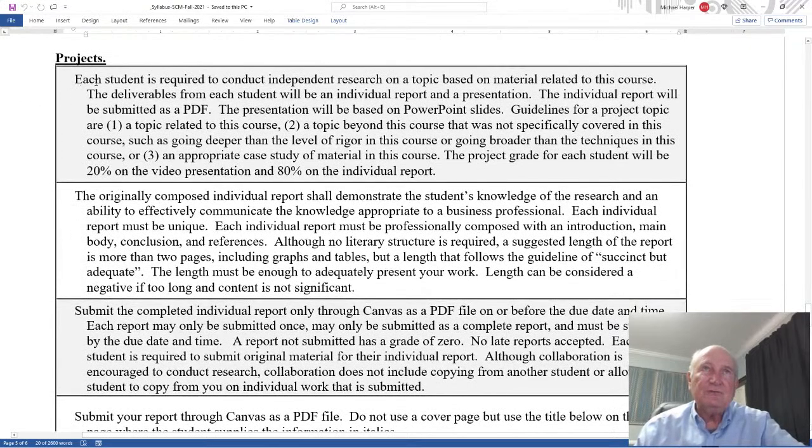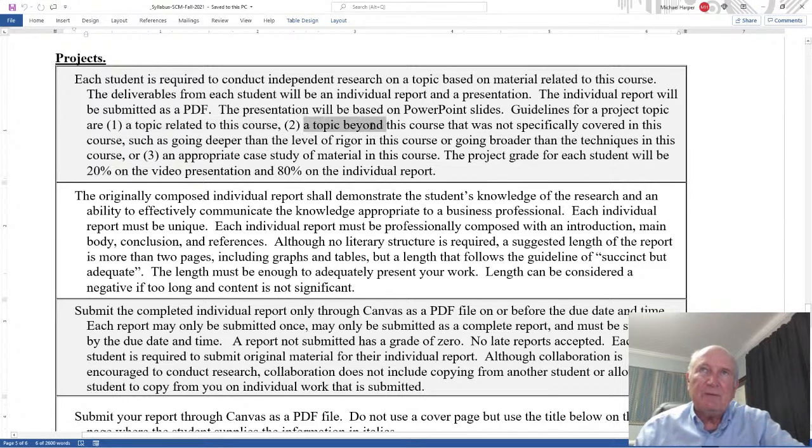Projects. Each student is required to conduct independent research on a topic based on material related to the course. Now, the deliverables for each student will be an individual report and a presentation. The individual report will be submitted as a PDF. The presentation will be based on PowerPoint slides. Guidelines for the project topic are: 1, a topic related to the course. Now, that's a pretty big, broad area. It can be all different kinds of things. And I'll give you some suggestions when we get closer to the project.